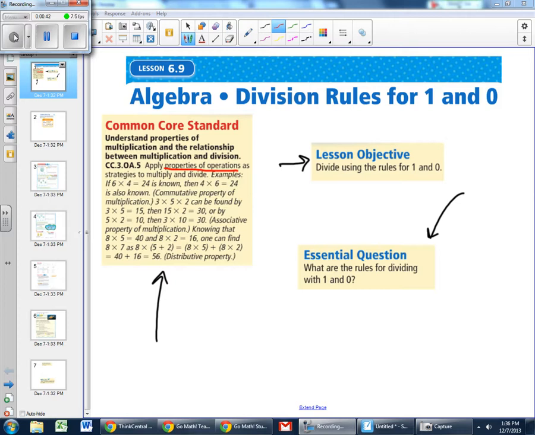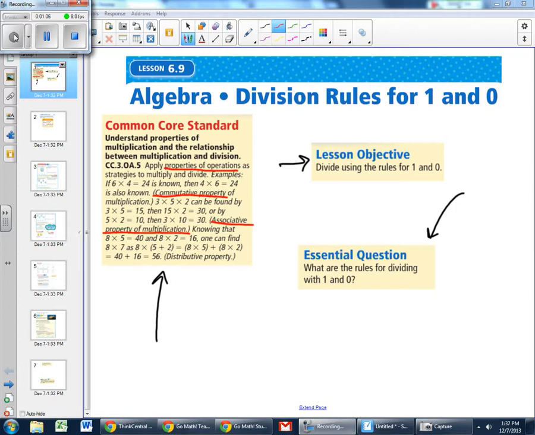Example, if 6 times 4 equals 24 is known, then 4 times 6 equals 24 is also known. It's the commutative property of multiplication. 3 times 5 times 2 can be found by finding 3 times 5 equals 15, then 15 times 2 equals 30, or by 5 times 2 equals 10, then 3 times 10 equals 30, which is the associative property of multiplication. So those things we've been going over and over again.